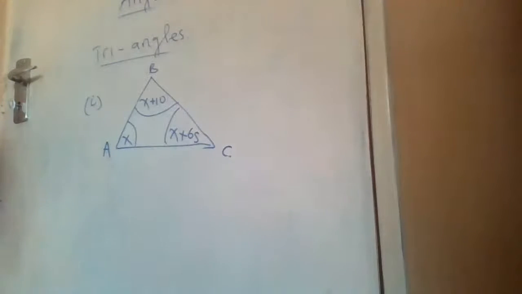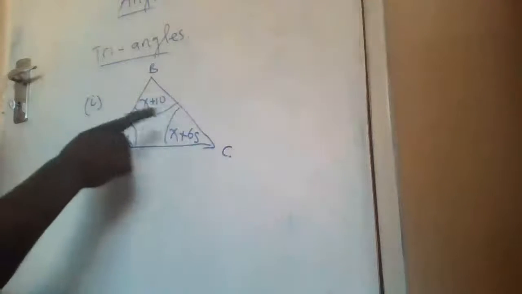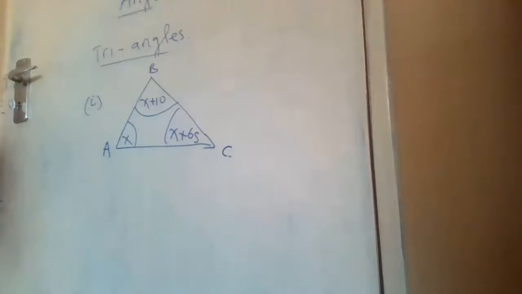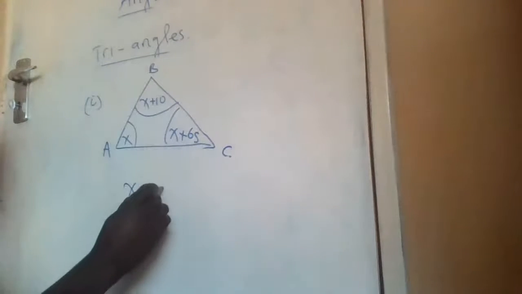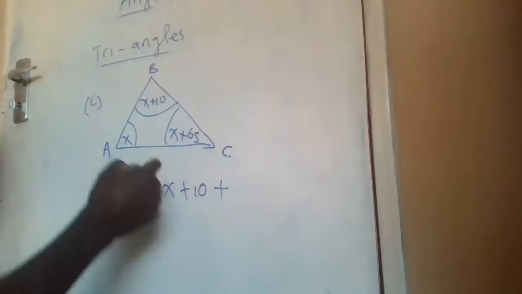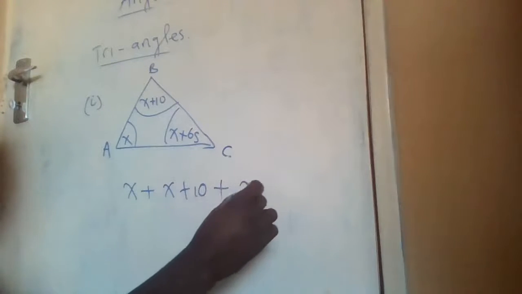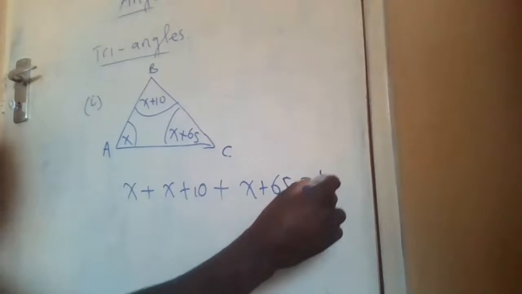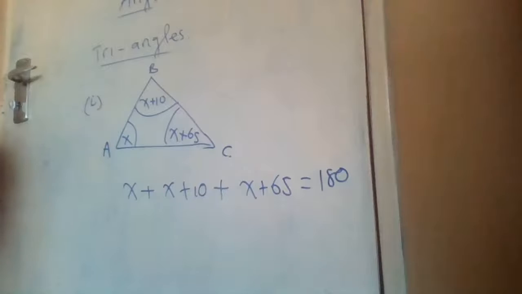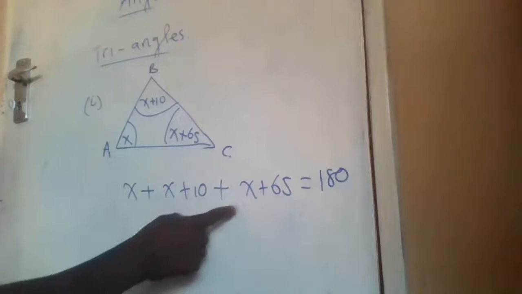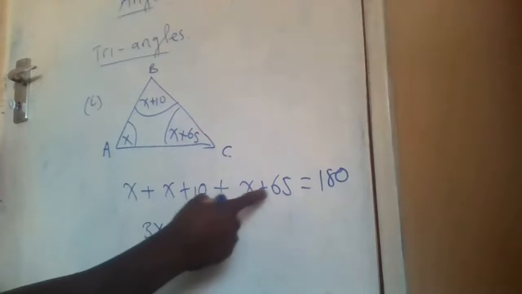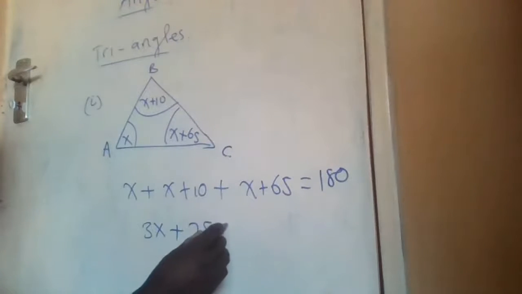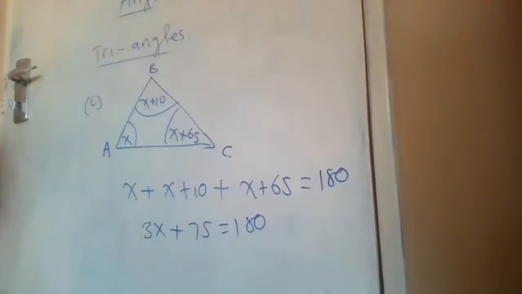How do we find the value of X? The truth of the matter is that these angles inside must add up to 180. So we're going to add them. X, the angle at A, plus the angle at B, which is X plus 10, plus the angle at C, which is X plus 65. But the sum total must be 180. So X and X and X, we have 3X, plus 10 and 65 will give us 75, and the sum total has to be 180.